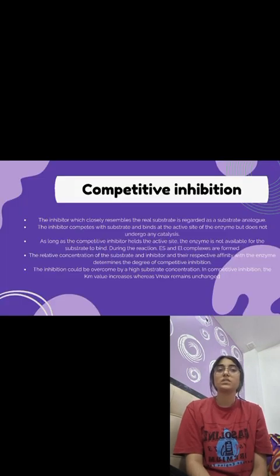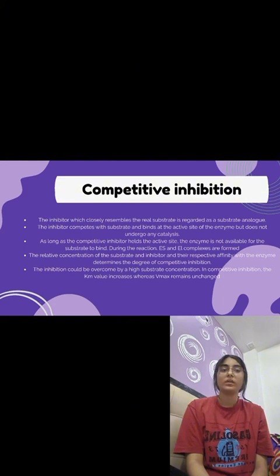Competitive inhibition. The inhibitor which closely resembles the real substrate is regarded as a substrate analog. The inhibitor competes with the substrate and binds at the active site of the enzyme but does not undergo any catalysis. As long as the competitive inhibitor holds the active site, the enzyme is not available for the substrate to bind.